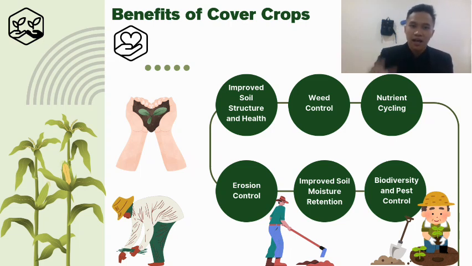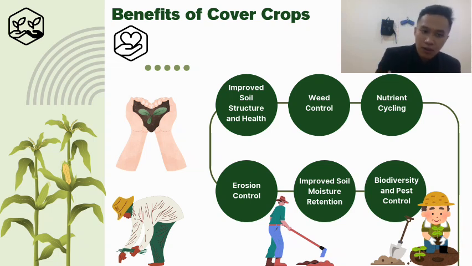Nutrient cycling is when leguminous cover crops fix nitrogen from the atmosphere, enriching the soil with these essential nutrients for subsequent crops. This will reduce the need for synthetic nitrogen fertilizers. And we have erosion control. The roots of cover crops help bind soil particles together, reducing erosion caused by wind and water. This is particularly important in areas prone to soil degradation, such as on sloped land.